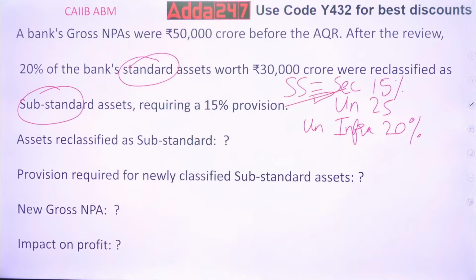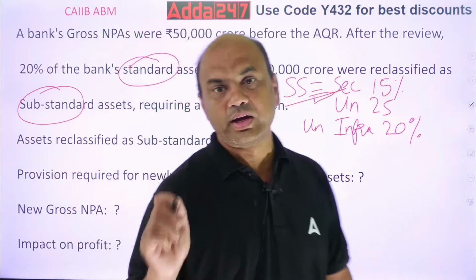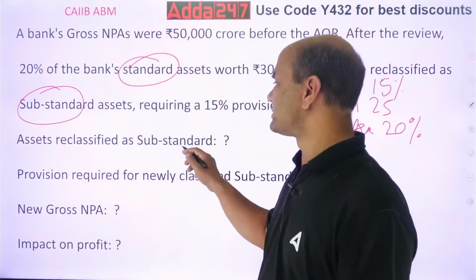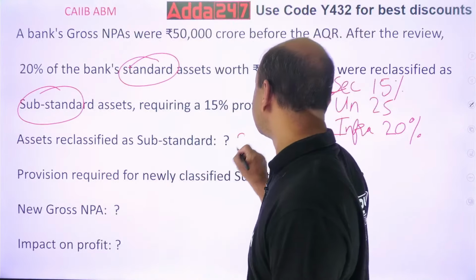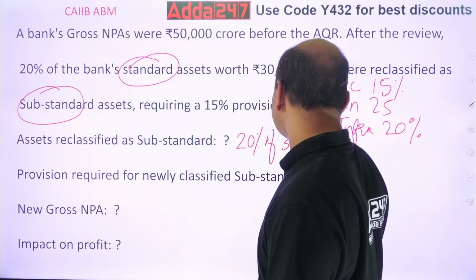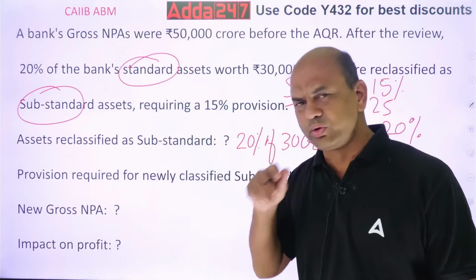What is it given? 20% of what? Assets were 30 crores. So 20% of the bank's standard assets were 30 crores. So this is what we'll have to do. 20% of the 30 crores will be reclassified as substandard. So 20% of 30 crores will be these new NPAs.